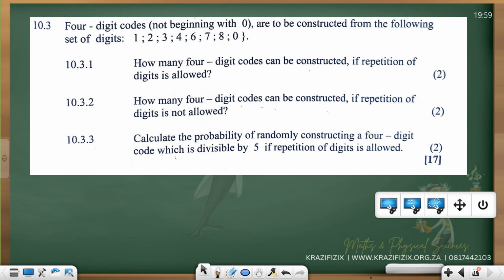If repetition of digit is allowed, we should be done, people. 4-digit code. I cannot start with a 0. So what are my options? 1, 2, 3. Hey, be careful. There's no 5. Be careful. There's no 5.